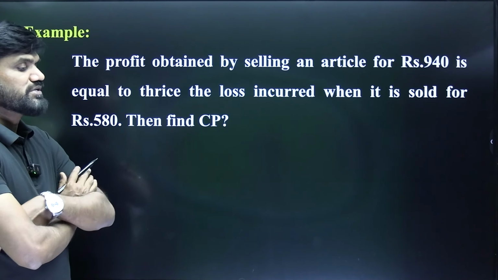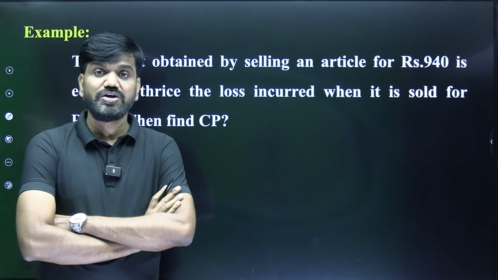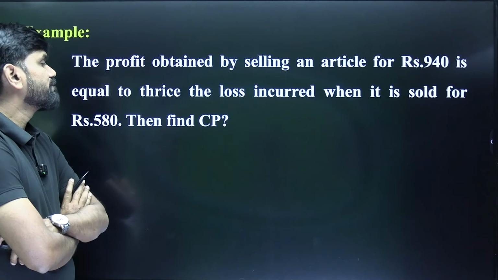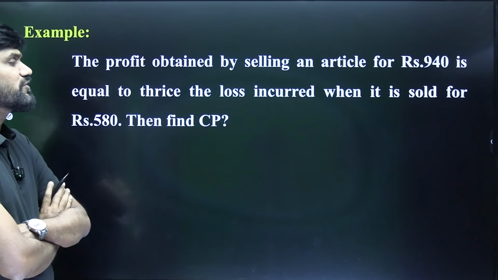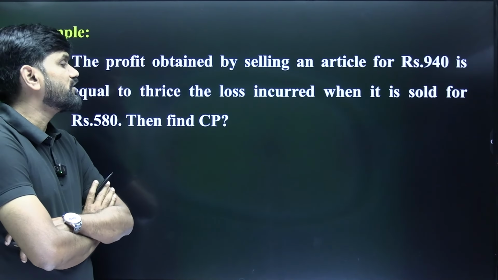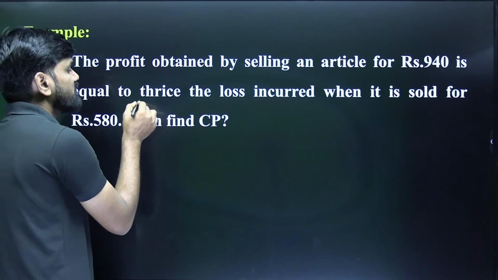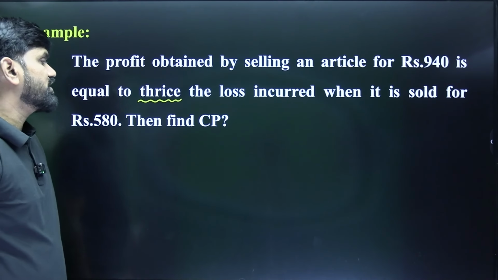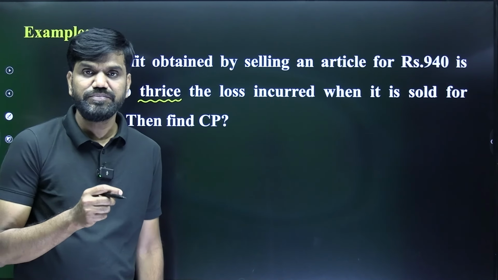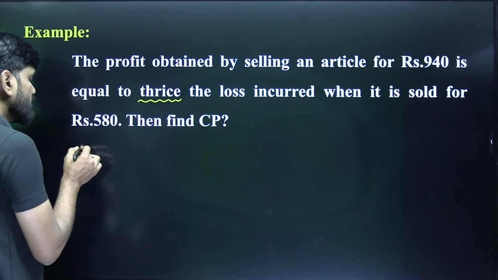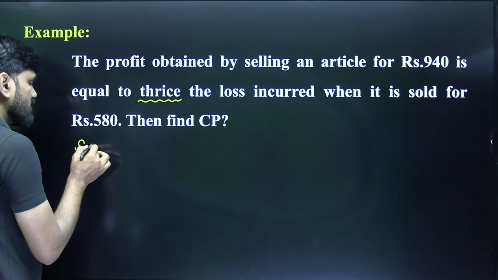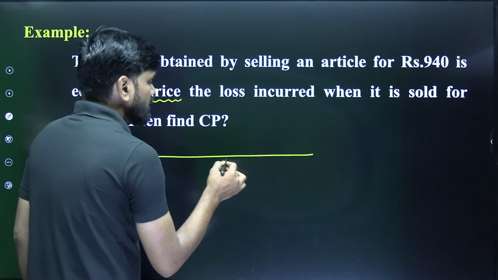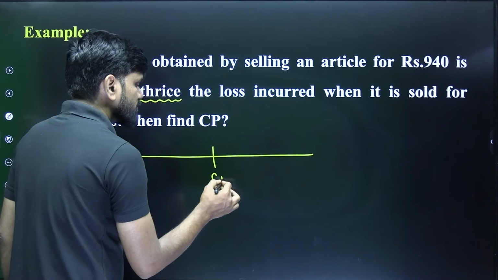Next, the doubt that students get over here is, sir, what if the profit and loss are not equal? Then how do we handle? Let us see with this example. The profit obtained by selling an article for rupees 940 is equal to thrice the loss incurred when it is sold for rupees 580. Then find CP. Check now. In this case, profit and loss are not equal. Then how should I deal with the equation here? Check. I have a cost price.